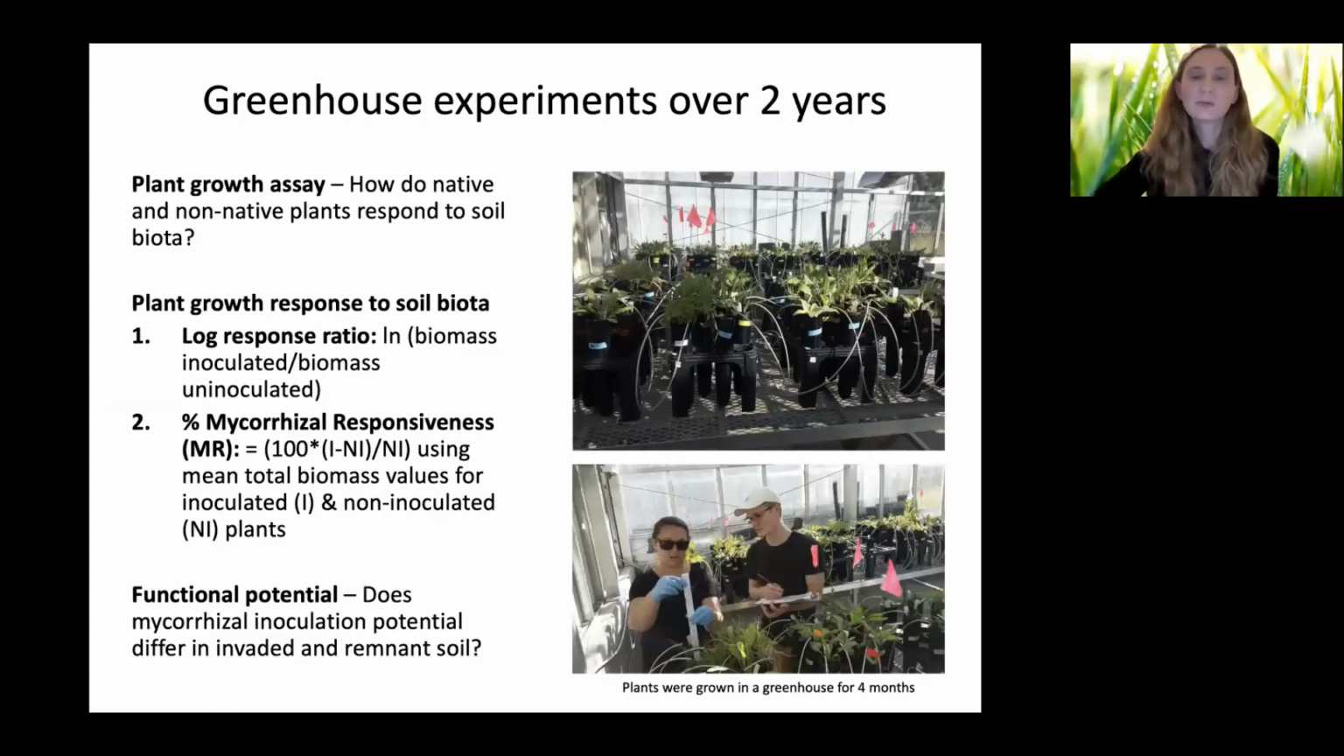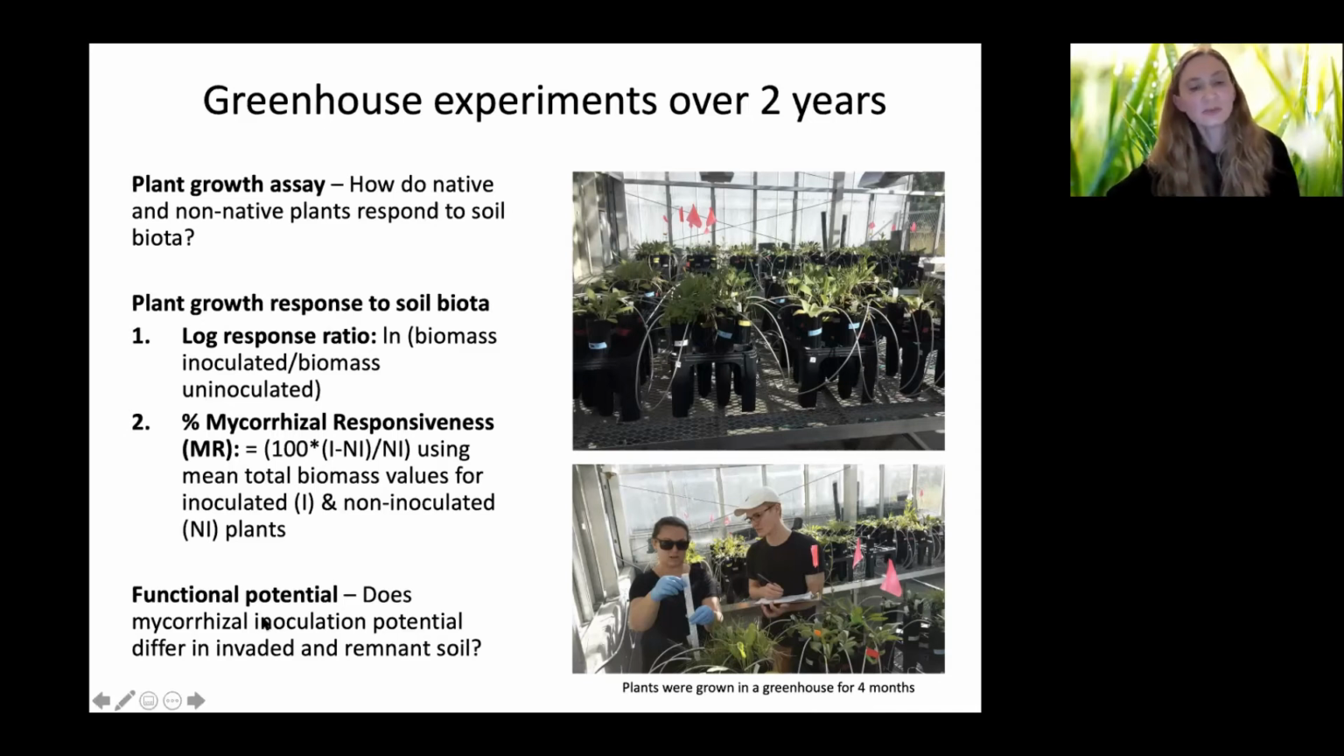What we've been doing is performing these greenhouse experiments where we do these plant growth assays, where we test how different plant species, and we've been doing a mixture of native and non-native plants, respond to inoculation with local soil biota. And then we measure the plant growth response. And we can do this in two ways. One is a log response ratio, and one is a percent change in growth. So they both, basically, look at how well they grew in inoculated pots versus uninoculated controls.